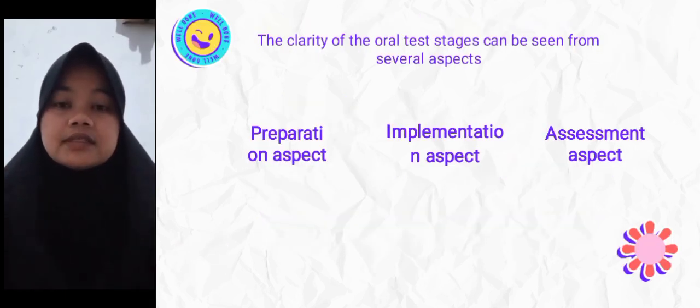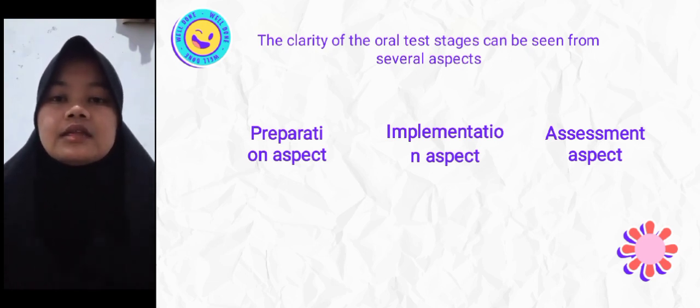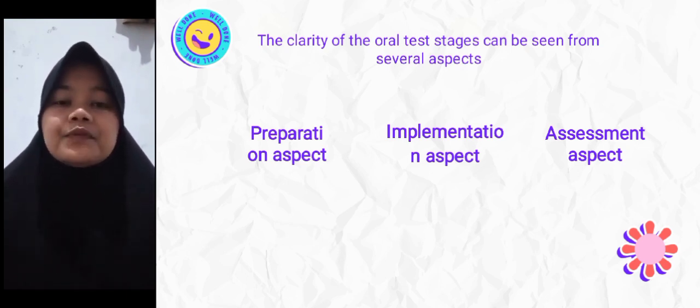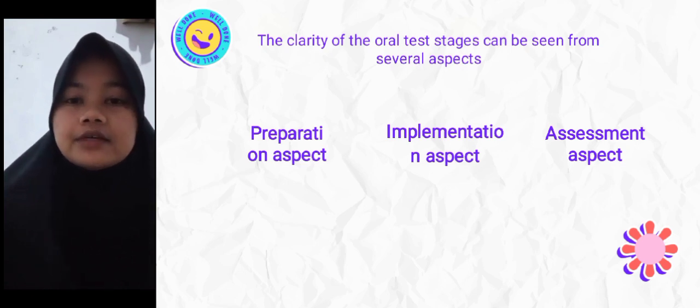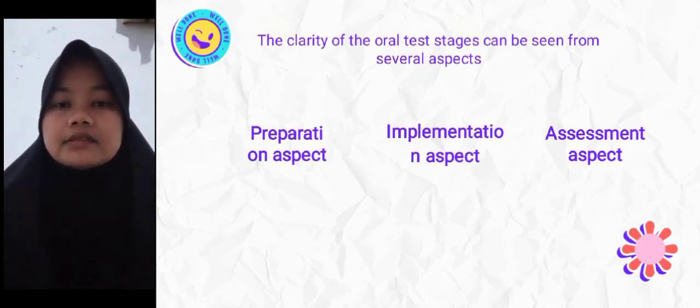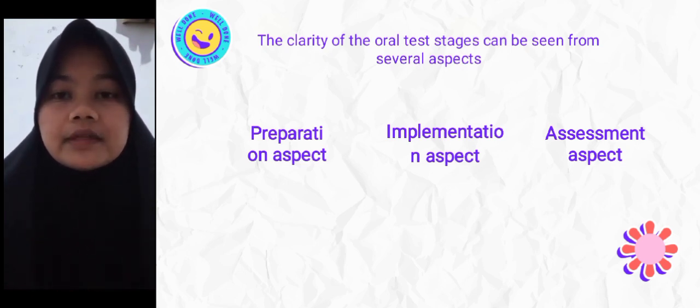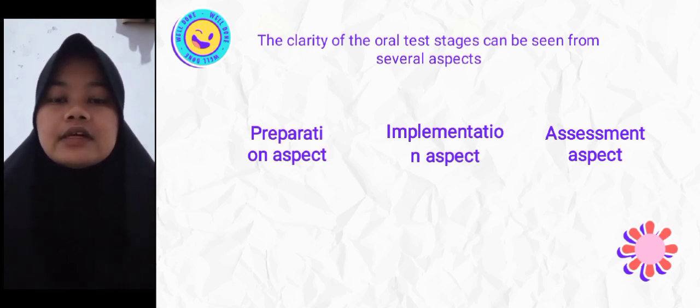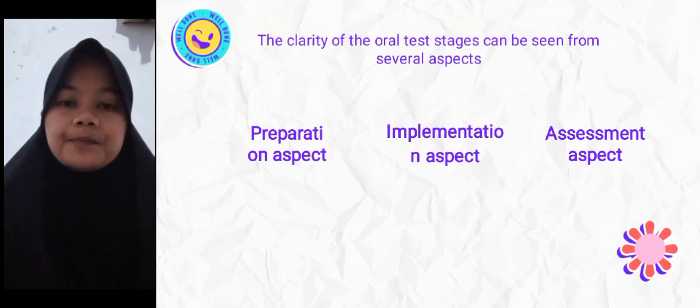Okay, the next material is about the clarity of the oral test implementation. The oral test can be seen from several aspects. One aspect, preparation aspect. The accuracy and completeness of the preparation of the oral test can be seen from the readiness of the examiner and the test taker.